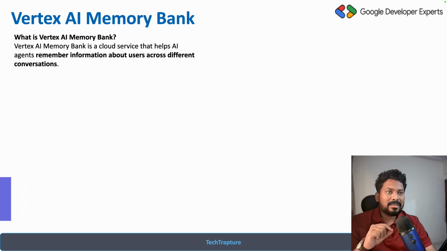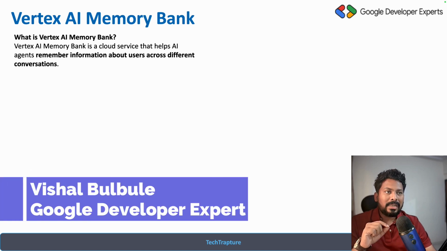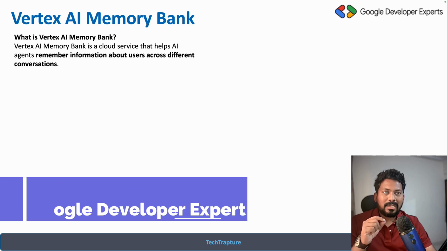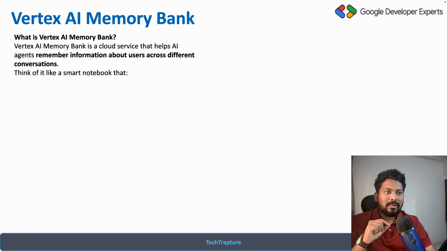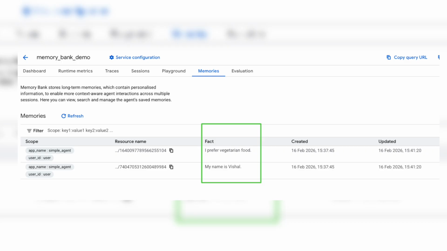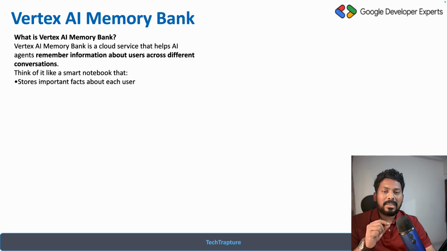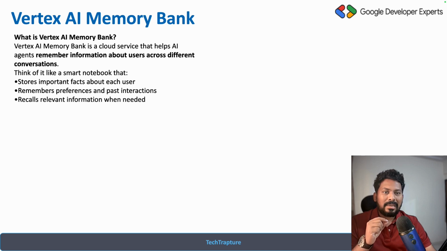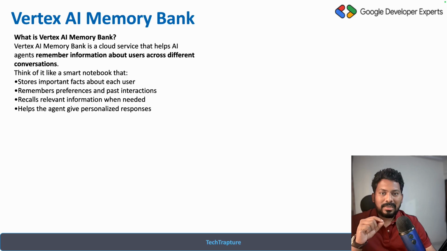We already saw the demo of how memory works. The only difference is that it is persistent memory, and one more important difference is that it does not store all the conversation. It will try to remember only the important facts about the user, or it will summarize the conversation and then store that in the memory bank instead of storing the whole conversation. It is a bit smarter version of the in-memory service, along with persistent storage. It remembers the preferences and past interactions, and recalls the relevant information when needed. It helps the agent give personalized responses.